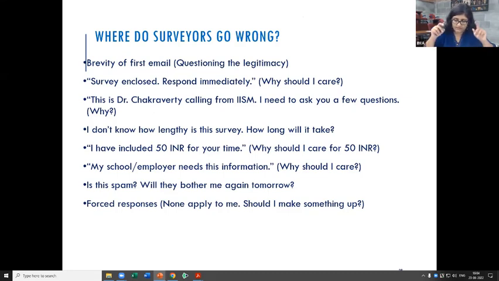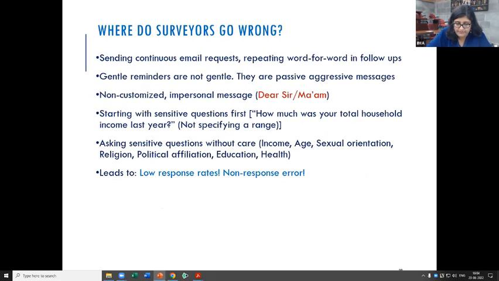And these are all the typical first lines that people use. Or my school or my employer needs this information. I don't care that your school needs this information. Or is this spam? Will they bother me tomorrow? There are so many different reasons why surveyors go wrong. Or you're continuously sending email requests with the same wording. You haven't even changed the wording. Gentle reminders are not gentle. So don't write gentle reminders. They are really passive-aggressive messages.